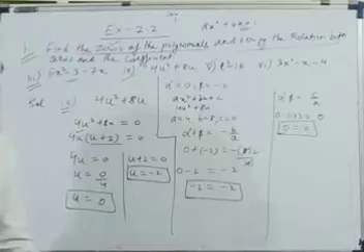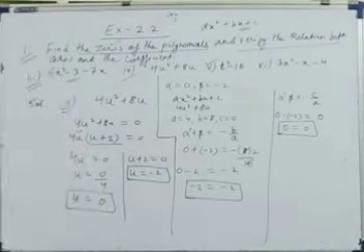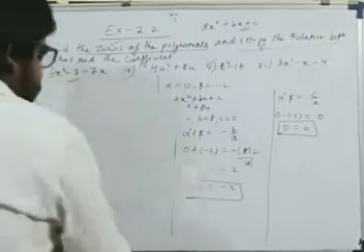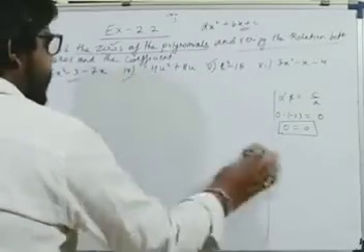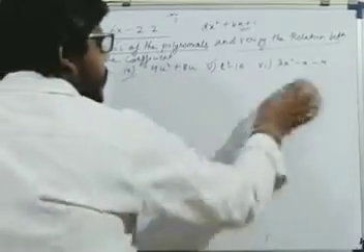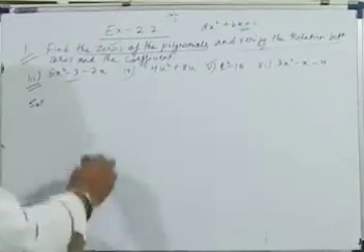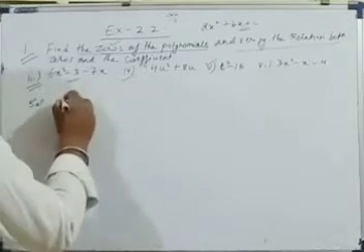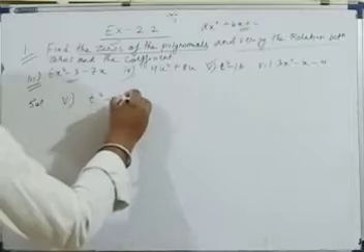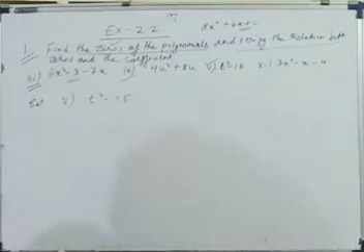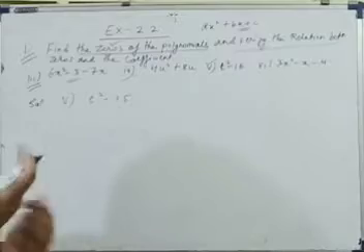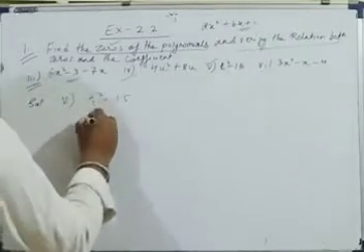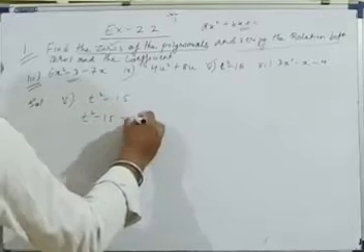Fifth part is also similar to the fourth part. The fifth part is t square minus 50. Here also we can't do middle term splitting. So what can we do? Let's see what step we use for this. The first thing is the same: t square minus 50 equals 0.